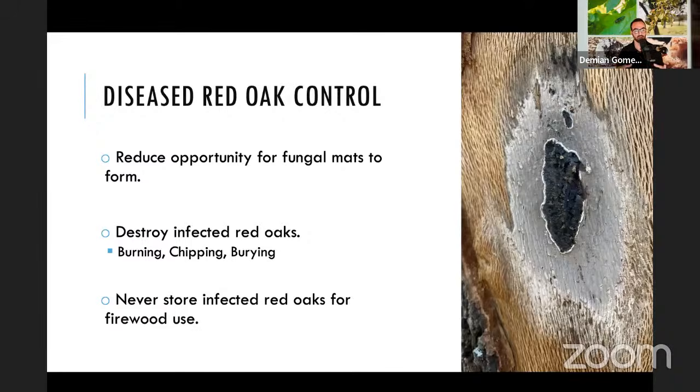But regardless of where you are, it's important that we never store infected red oaks for firewood. And the reason for that is because once you cut a red oak that has been infected, it can actually produce the fungal mats. So even if you cut it and store it in your backyard, after a few weeks, it can still produce the fungal mats after it has been cut. So that's something very important to consider.